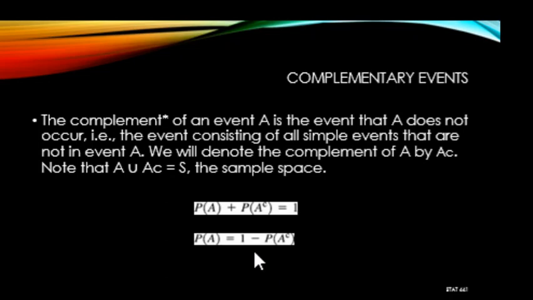So here is the relation. Probability of A plus probability of A complement is 1. Why? Because A and A complement contain everything that is in the sample space. So therefore, the probability is 1. Also, probability of A will be 1 minus probability of A complement. So just move this here. So 1 minus probability of A complement.